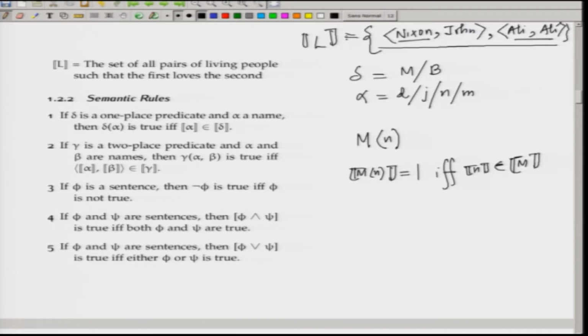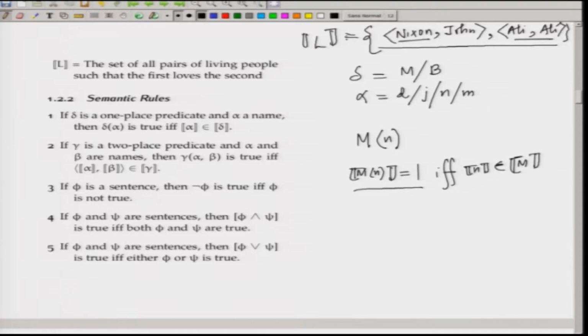Now, for example, you interpret it this way. Suppose M means a person with a mustache, and N is, in our case, Noam Chomsky. So, if Noam Chomsky has a mustache, then this sentence is true. That is, if Noam Chomsky belongs to the set of people with a mustache, then this sentence, Noam Chomsky has a mustache, will be true.